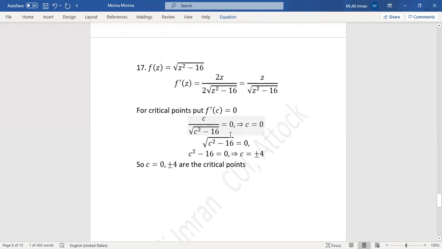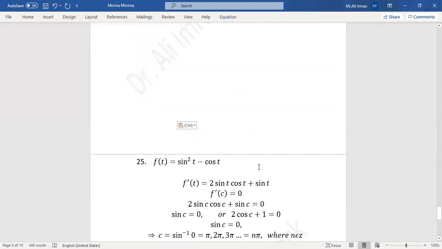Now the critical point is also where f prime of c does not exist. f prime of c does not exist when the denominator is equal to 0. Square root of c square minus 16 is equal to 0. Taking square on both sides, c square minus 16 is equal to 0, and we find c is equal to plus minus 4. So first we found c is equal to 0 is a critical point, and then we found plus minus 4. These are the critical points of this function. This question covers the whole definition.